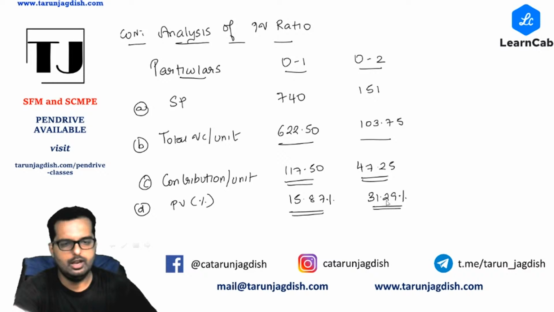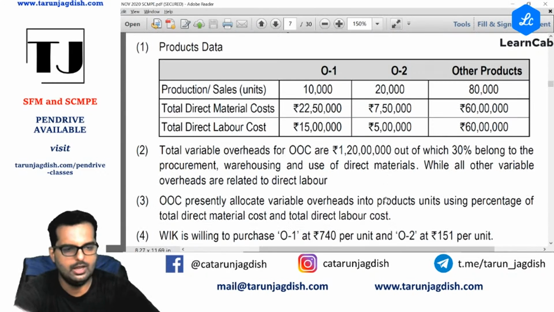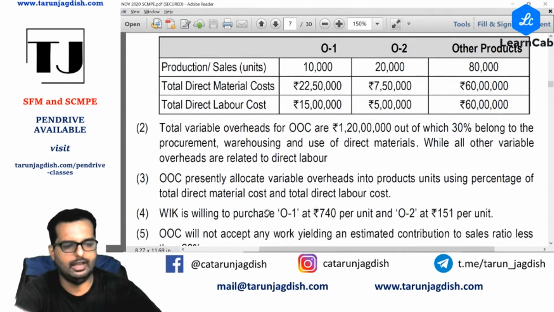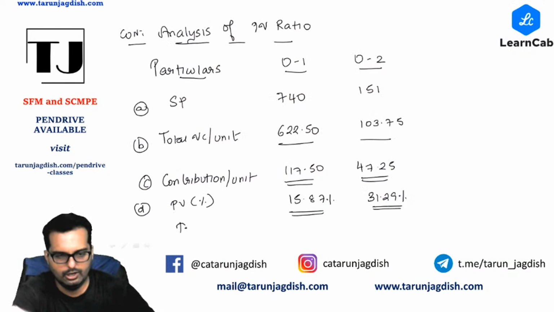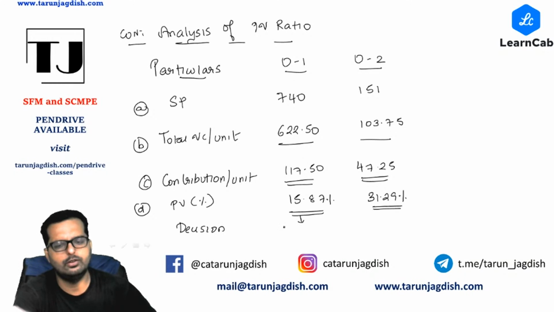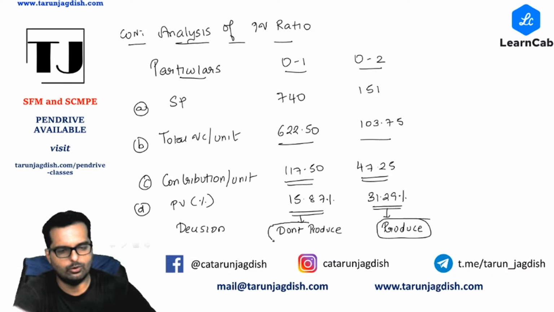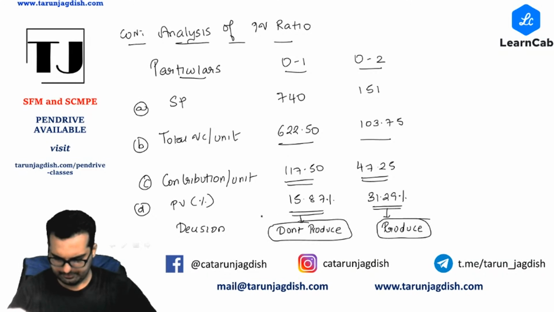31.29 percentage. Now what they are saying over here is that they will not accept any product having a PV ratio of less than 28 percentage. So now tell me, if that is the case, what will be the decision? Over here it is less than 28 percentage, the decision would be don't produce. And here what will be the decision? The decision would be produce. Can you write down this in your books now?